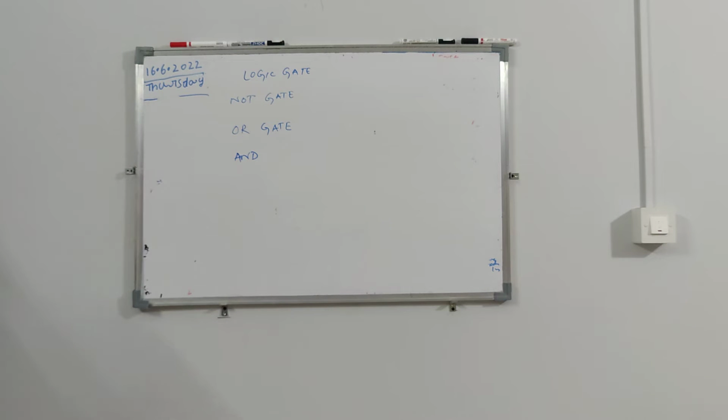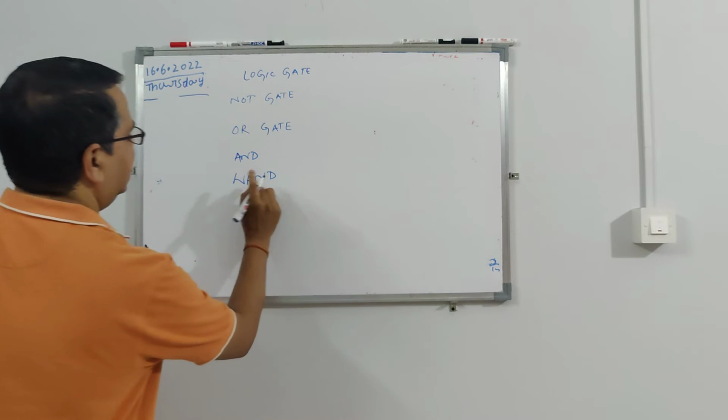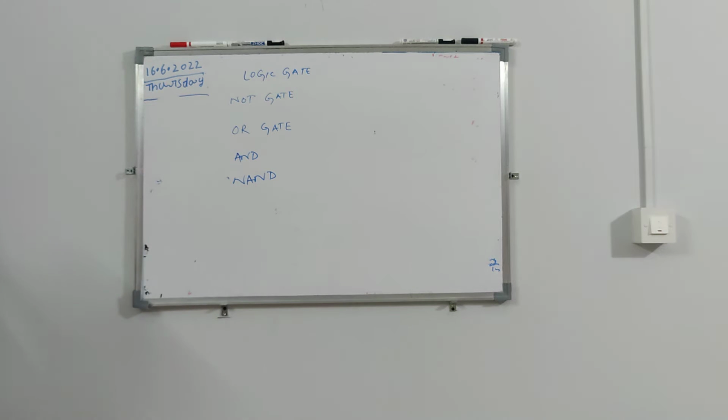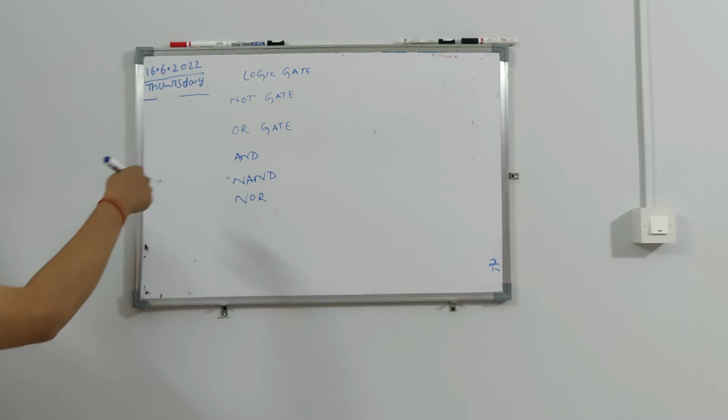When you want to give a binary output, you have some input, and you want your output to also be binary. In that case, these gates are used. So AND gate, NAND gate. NAND means whatever is the output of AND, just reverse it. That is called NAND gate. Then NOR gate. NOR means whatever is the output of OR, just reverse it.